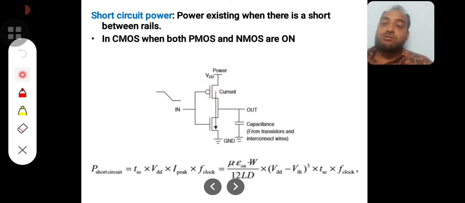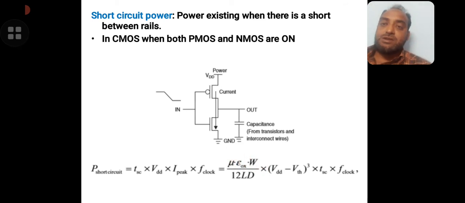Now that short circuit power is written as P short circuit, as T short circuit, that is the time of this transition, times VDD into I peak, and how many times that happens. This input transition from 1 to 0 or 0 to 1 happens how many times? The highest number of times that may take place is f clock, that means the clock frequency. This may be simplified and written in terms of other device parameters like the width of the device, length of the device, and thickness of oxide. If you write all this, it will become an equation like this, which is the short circuit power dissipation.